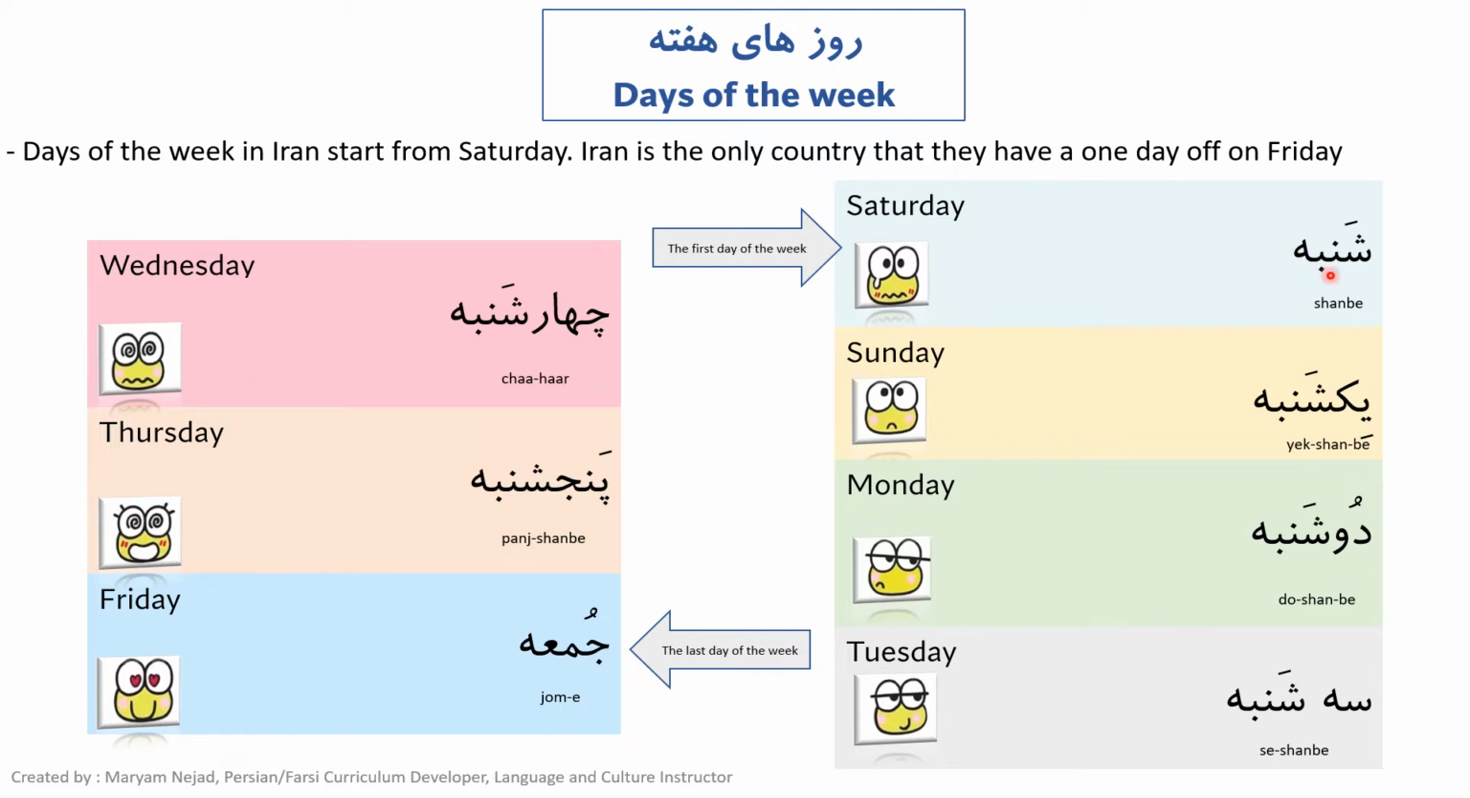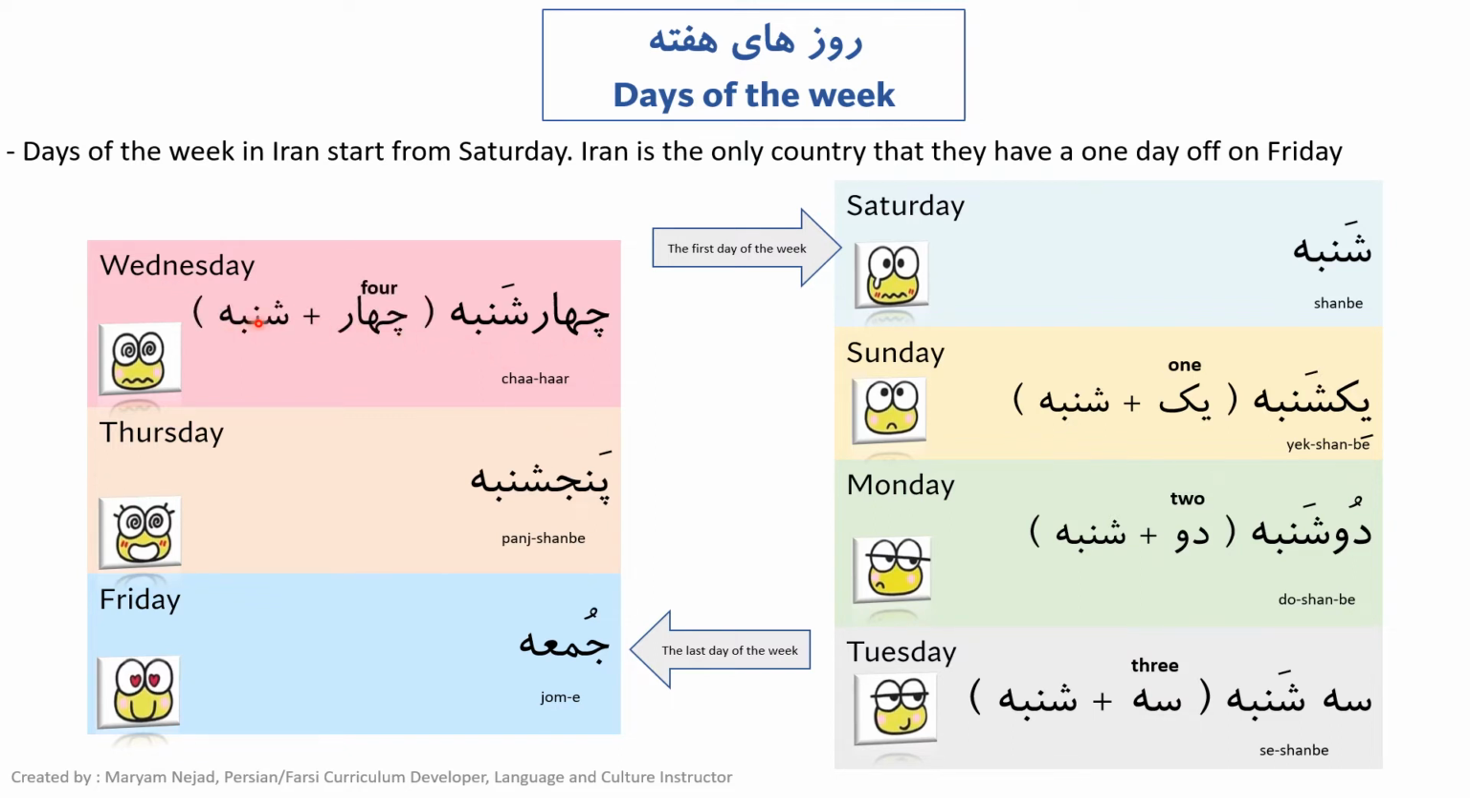All right, the days of the week, روزهای هفته, in Farsi, they're very easy. Just memorize شنبه, and then you need to know some numbers. So شنبه is Saturday, and then یک شنبه is Sunday, meaning یک and then شنبه. And then دو شنبه, Monday, number 2, دو, and then شنبه. Tuesday, سه شنبه, number 3, and then شنبه. Wednesday, چهار شنبه, number 4, and شنبه.